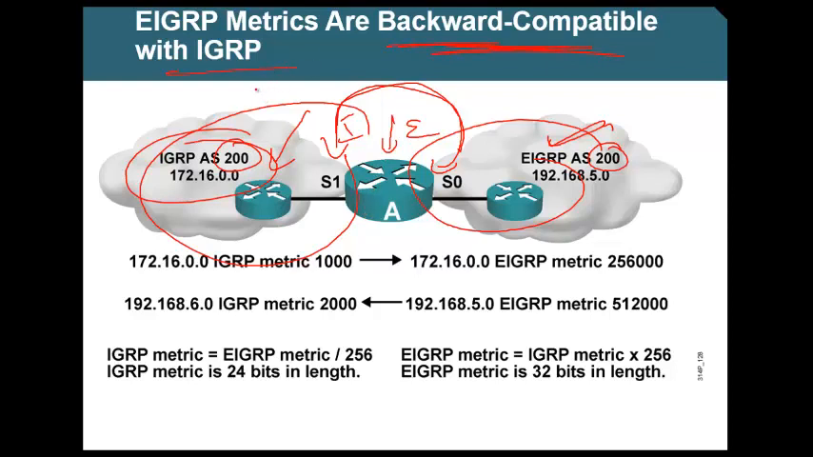Though IGRP is only a 24-bit metric, EIGRP is a 32-bit metric, they are still compatible. The difference is 8 bits. So when you multiply the IGRP metric by 256, you will get the EIGRP metric. In other words, if you divide the EIGRP metric by 256, you will get the IGRP metric. The reason is the bits. The bits involved in calculating the metric in EIGRP is 32, whereas in IGRP it is only 24.